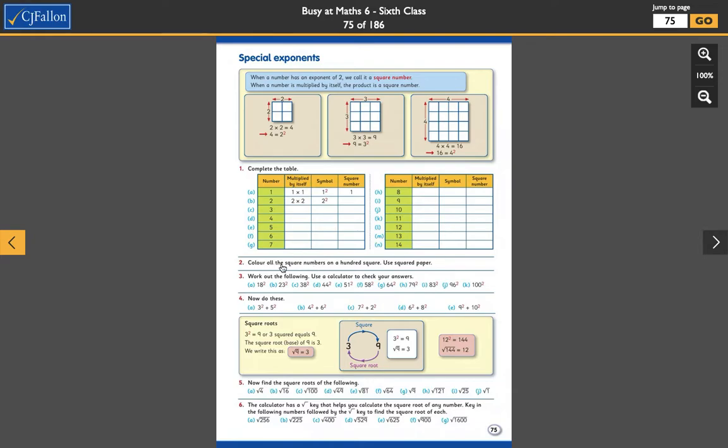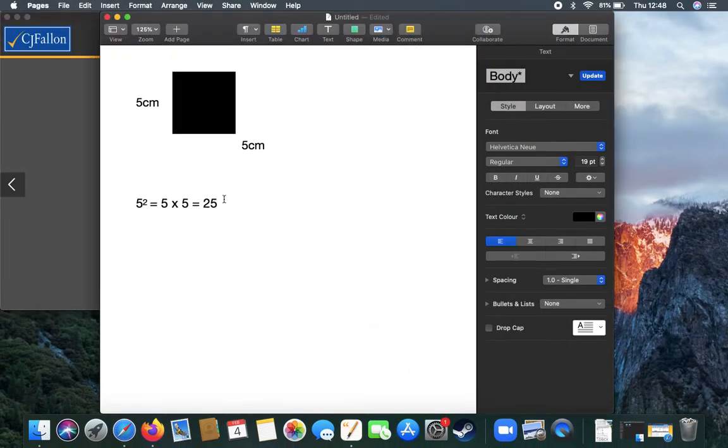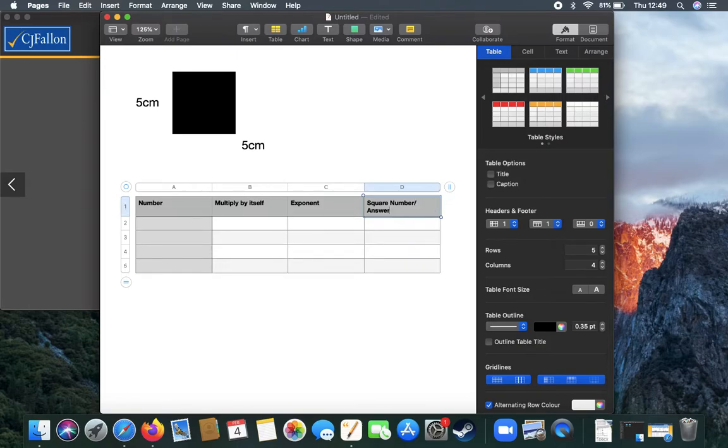Then what number 2 means is, once you've worked out the answers to those, which is just like this, like insert a table for you, Lexi, here. If I go like this, they have here written number, and then multiply by itself, and then the exponent way of showing the sum, and then the square number, which is just the answer. We call it a square just because we multiplied it by itself, and squares are all about length being the same as width, all to do with itself.